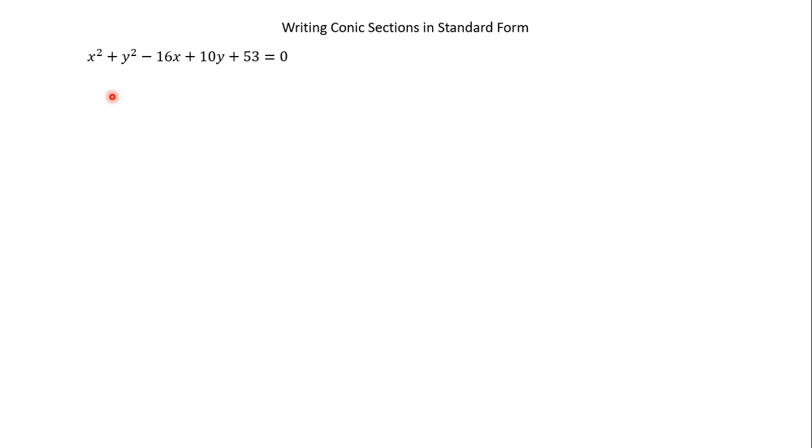So we have a conic section, x squared plus y squared minus 16x plus 10y plus 53 equals 0. One of the things you're going to have to do is identify them. Well, that's more practice from the flowchart. Does it have both an x squared and y squared? Yes. Do they have the same sign? Yes. Do they have the same coefficient in front? We have 1x squared, 1y squared. So yes, this is a circle.